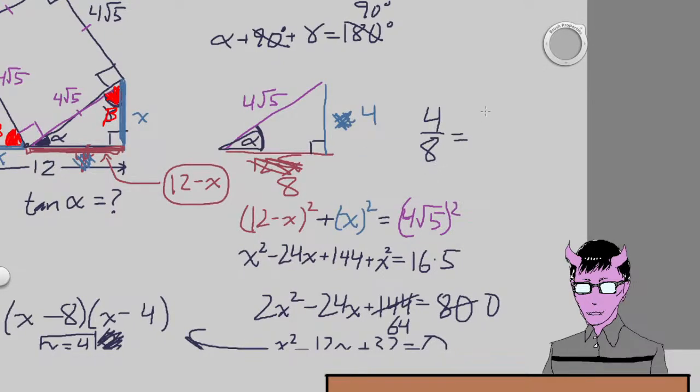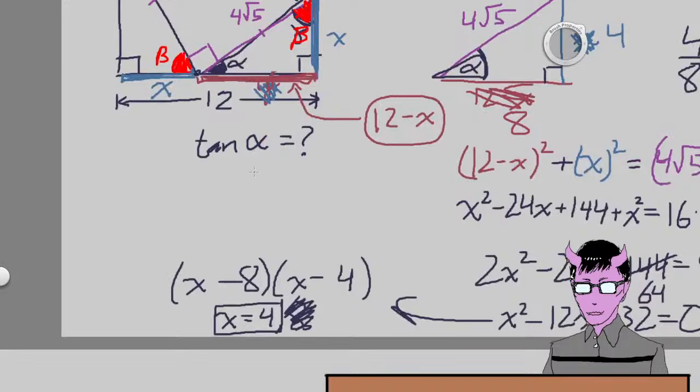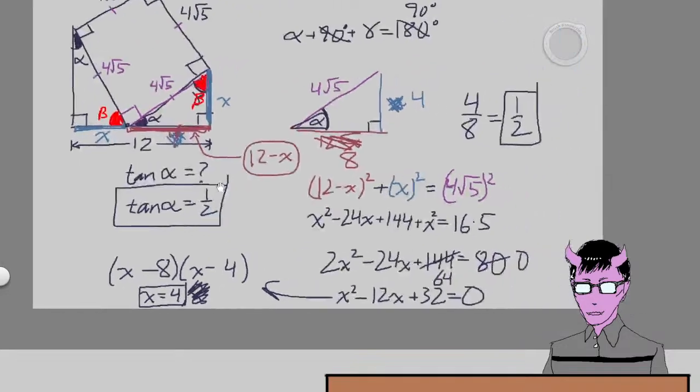Which simplifies into 1/2. Always a reduced ratio in the end. So don't forget tangent functions. All trig functions will give us reduced ratios. So tangent of alpha is equal to 1/2. And we are done with that particular problem.